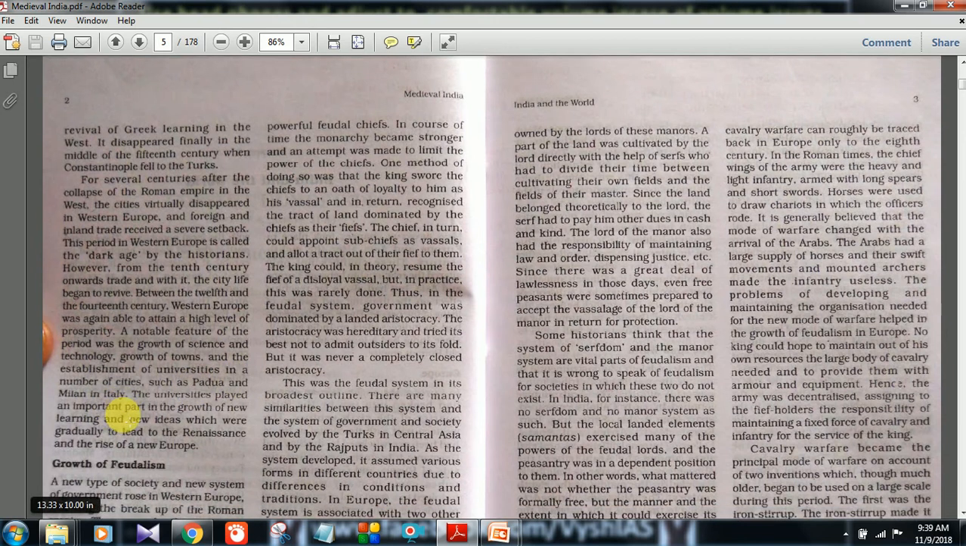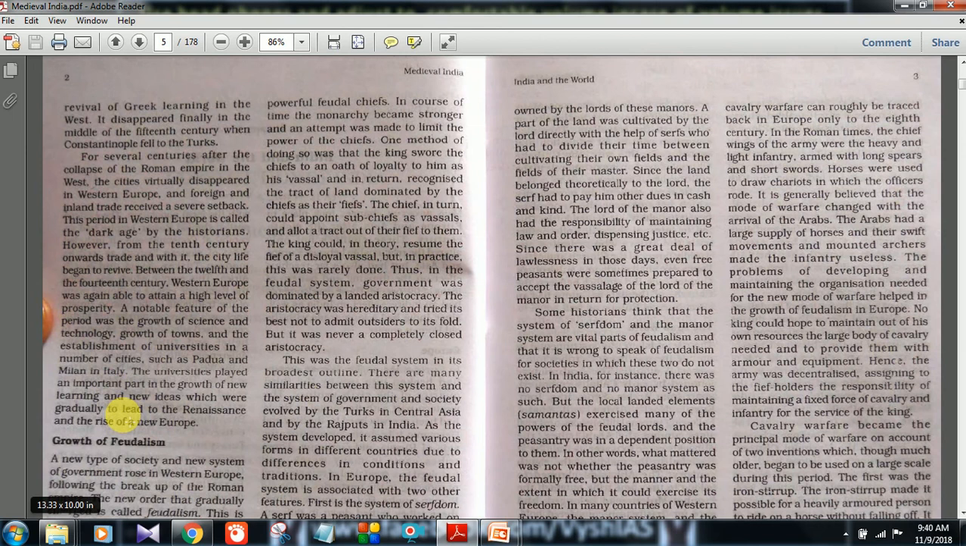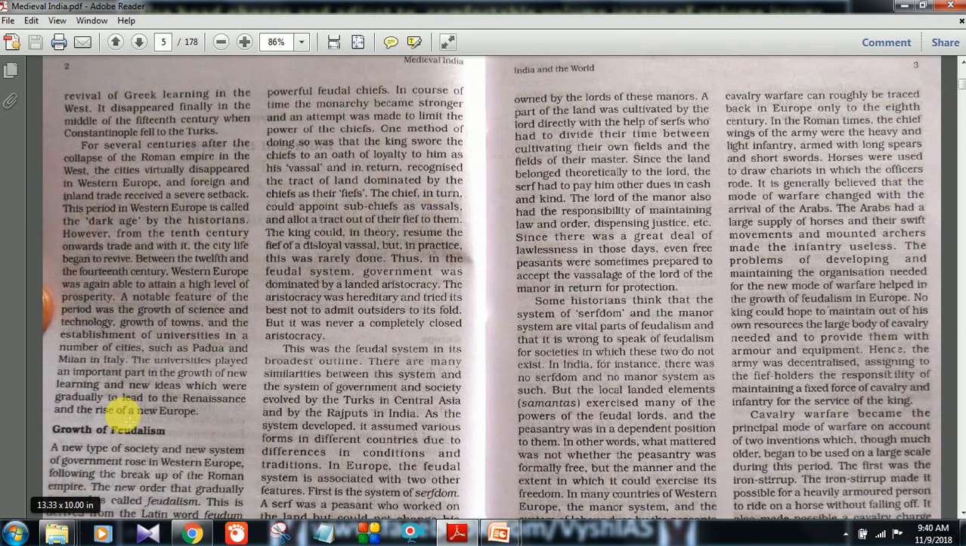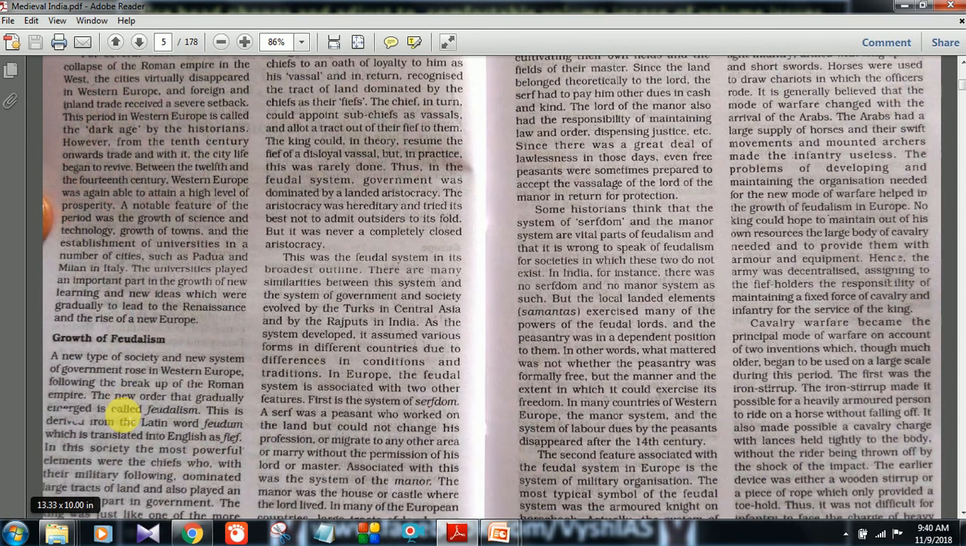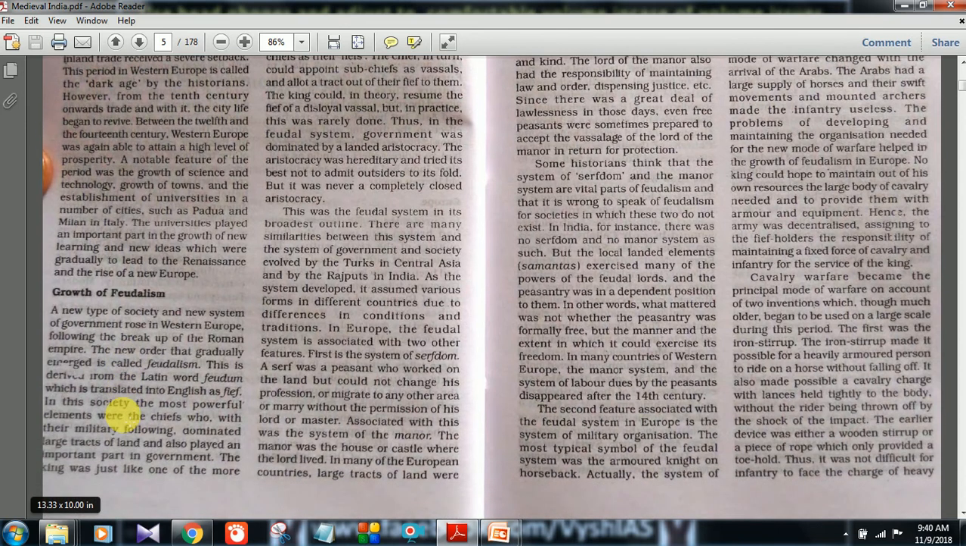The universities played an important role in the growth of new learning and new ideas, which were gradually to lead to the Renaissance and the rise of New Europe. Okay, Renaissance you should know, it's like a revival or rebirth, you can tell. Okay, after the Dark Age. Now growth of feudalism. Okay, it's a very important term, feudalism. Mains questions have come, especially in optionals, so you should know what is feudalism.